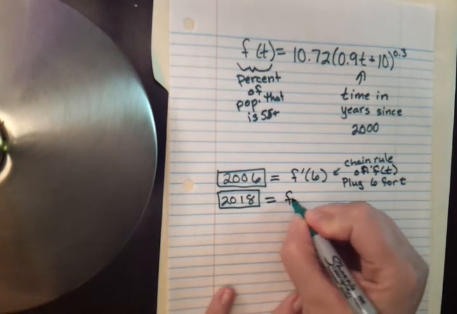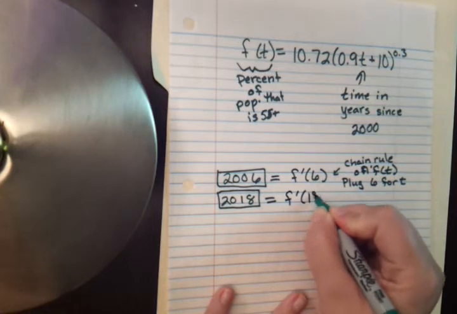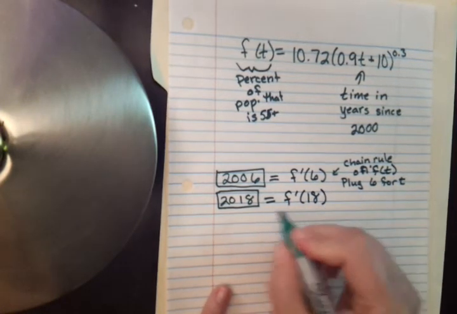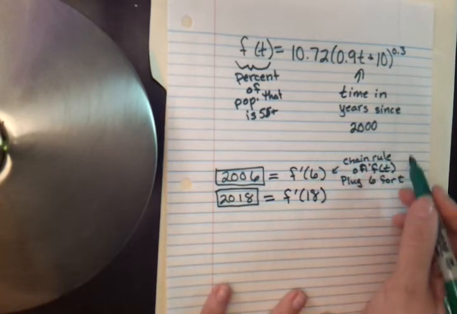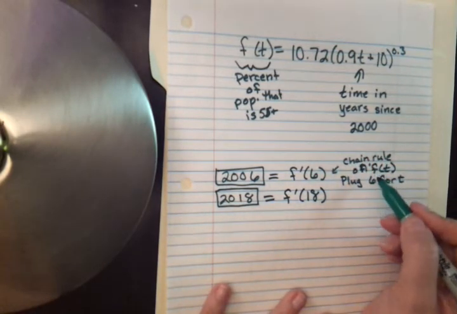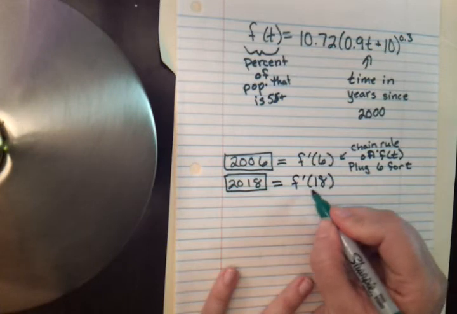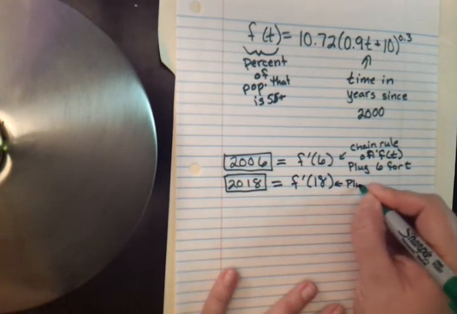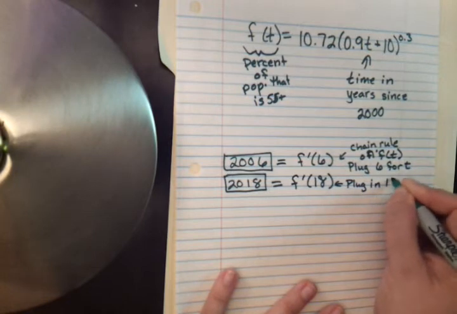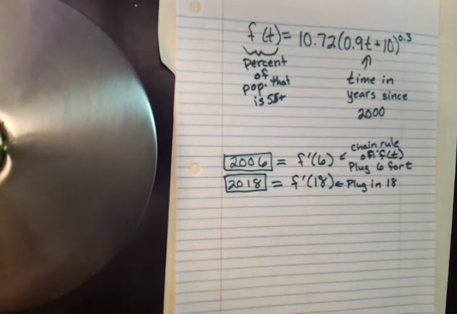This one, it's just going to be f prime of 18 because it's been 18 years since 2000 at this point. So you've already got your f prime of t because you did the chain rule, and now for this one, you're going to plug in 18. So this one, plug in 18, okay? If you have trouble with that, shoot me an email, but that should be pretty straightforward at this point.